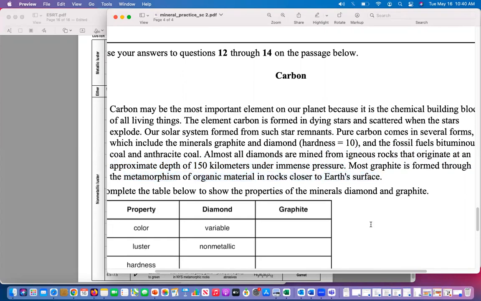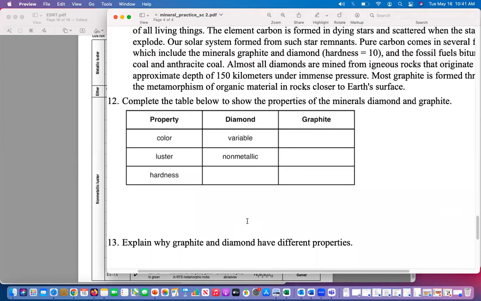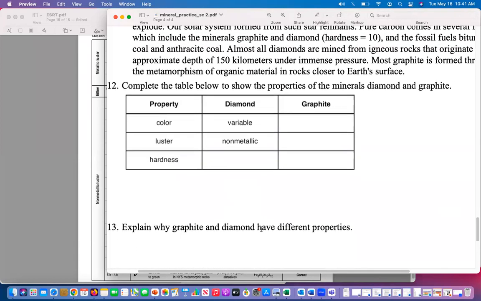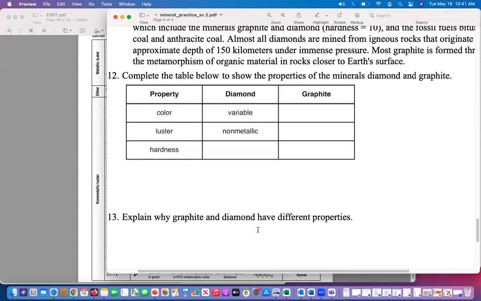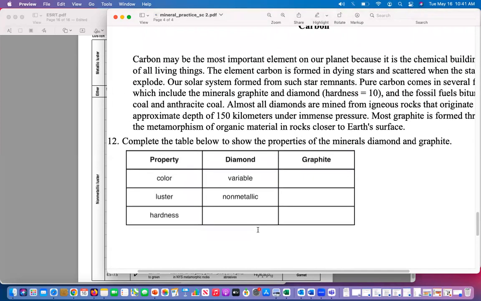One of the things you could have said is that diamond is formed deep in the earth, and graphite is formed on the surface. Diamond is formed deeper in the earth, graphite is formed closer to the surface. You could have also said diamond comes from igneous rocks and graphite comes from metamorphism of organic material. Any of those would be fine.